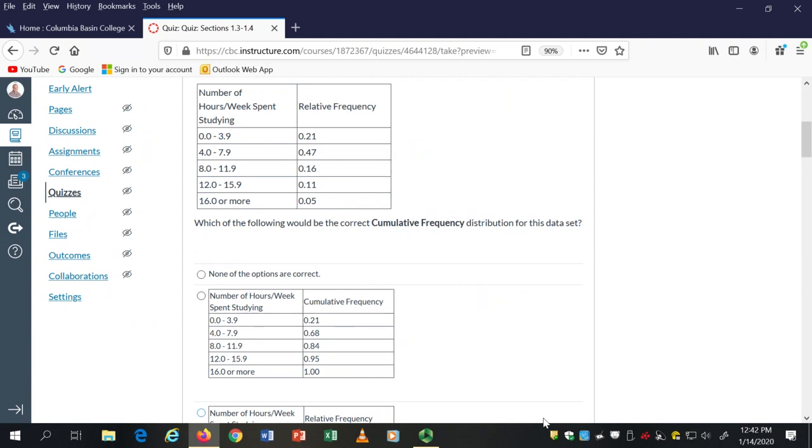You take the relative frequency, and then these numbers increase up to 1 based on how much probability or how much percentage you're gaining as you go from one category to the next. That's what a cumulative frequency distribution is.